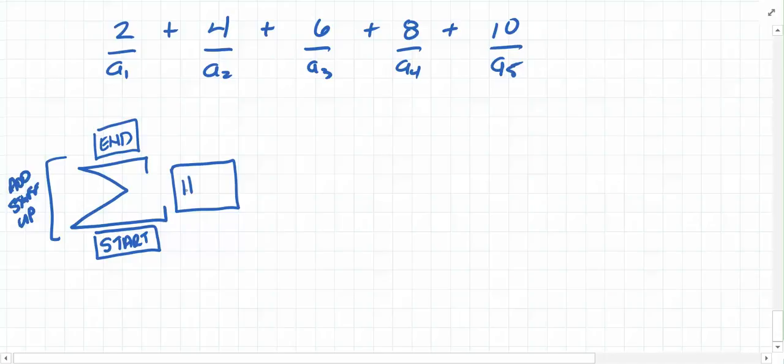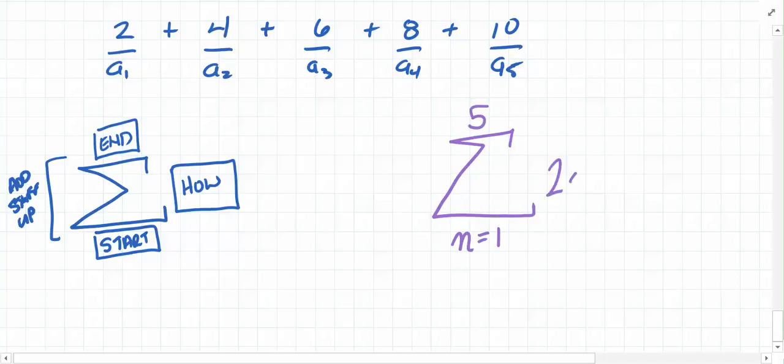I am interested in adding up the sequence 2, 4, 6, 8, 10. So here's the proper way that we would write this in sigma notation. I would first start off with my sigma notation. I would start with an n that's equal to 1, and I would end with an n that's equal to 5. And the way that I would do it would be 2n. What? That's crazy.